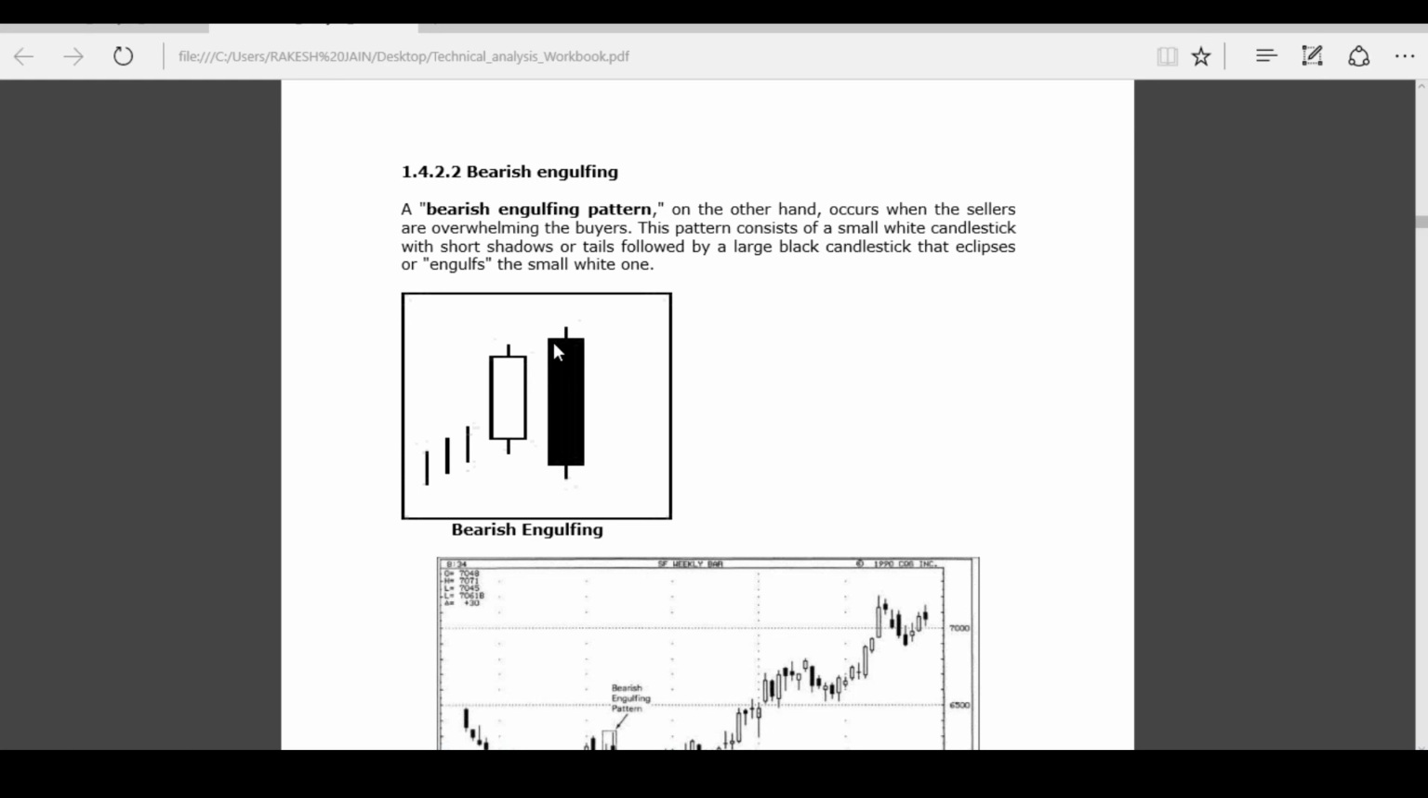So how do you take a trade? On the third day, you buy above this candle, keeping the low of this candle as stop loss. The day the bullish engulfing has happened, the low will be a stop loss, and you buy above the high. Keep a trigger. Triggers will help you avoid false trades.